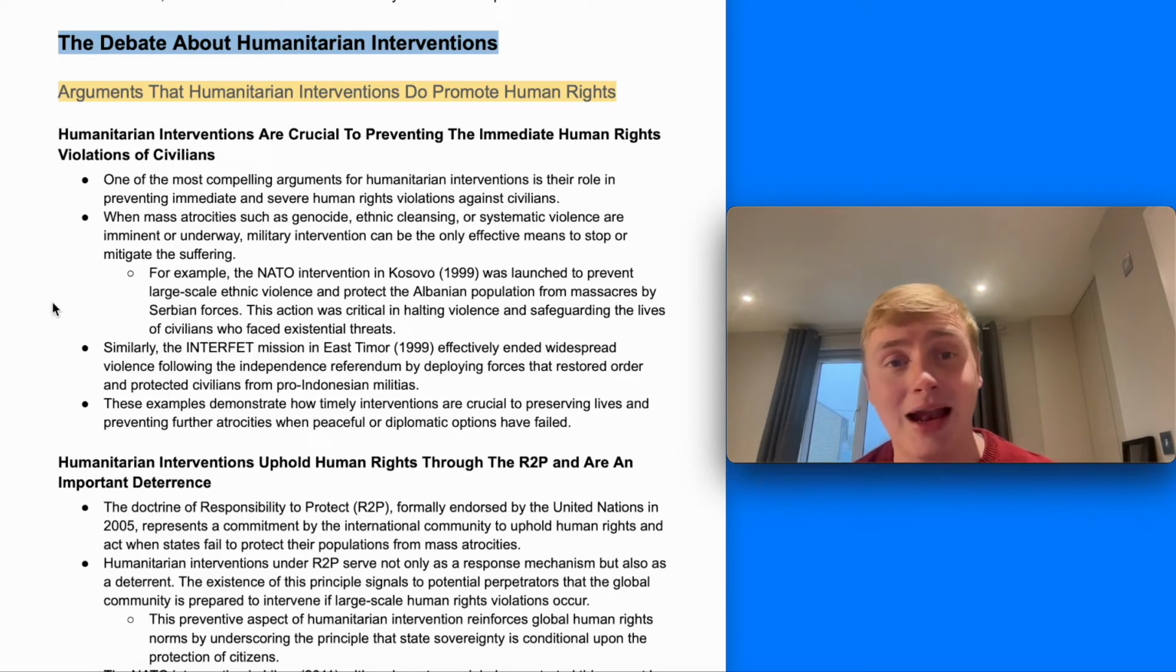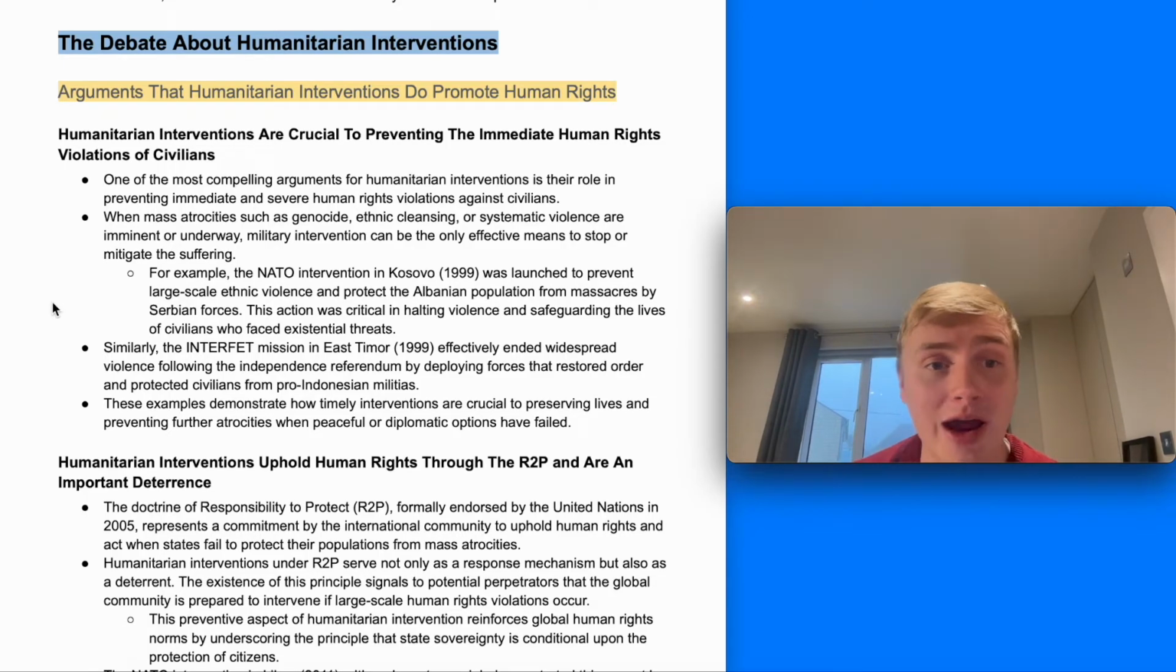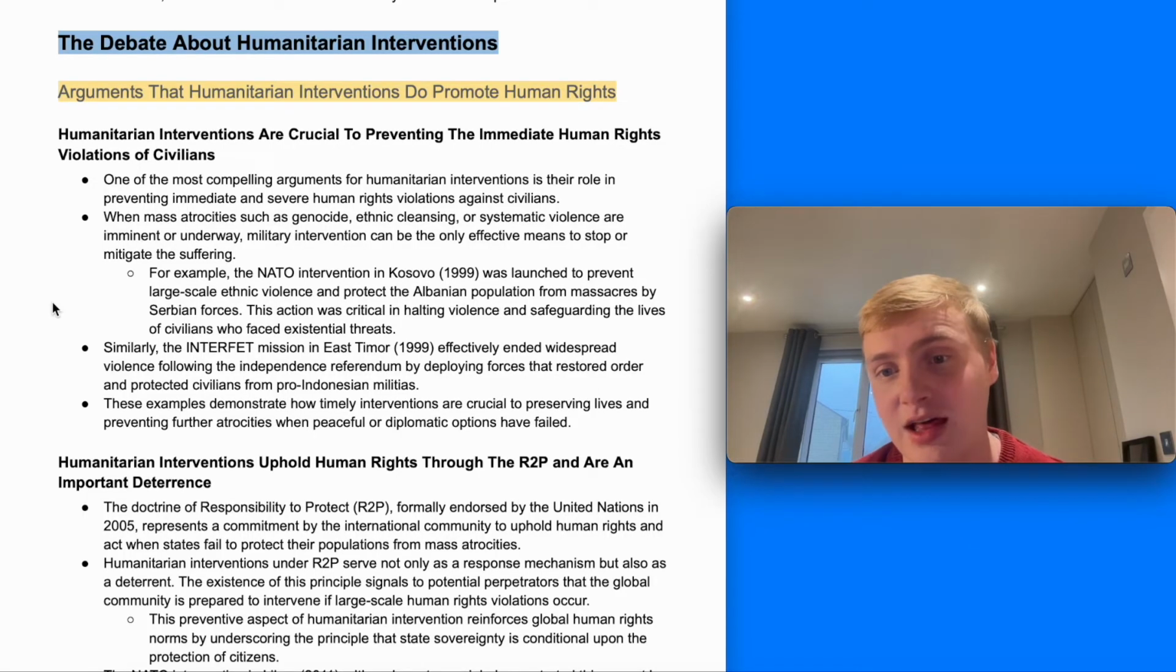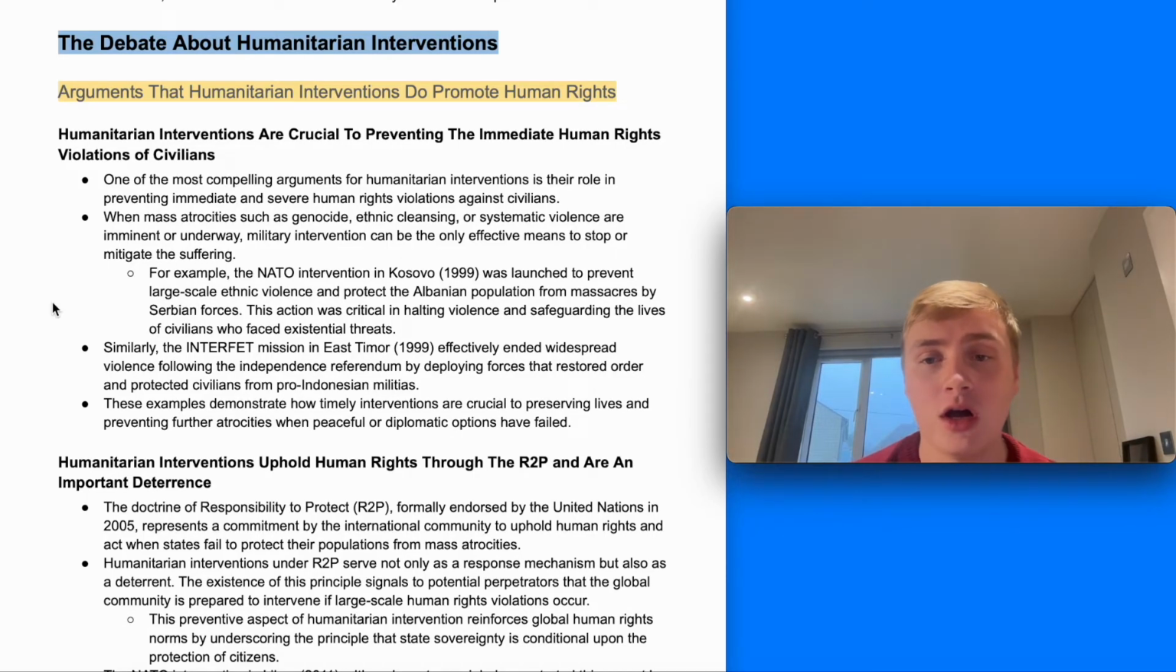So one of the most compelling arguments is that they're the only way to immediately prevent human rights violations, especially if they're committed by a state that has significant power. When that state is committing mass atrocities such as genocide, ethnic cleansing, or systemic violence, military intervention can be the only effective means to mitigate the suffering. And you see that, for example, in the NATO intervention in Kosovo in 1999. They really prevented and protected the Albanian population from massacres by Serbian forces. Similarly, the intervention in East Timor is a really good example of that. They really show how timely interventions are crucial to preserving lives and preventing further atrocities.